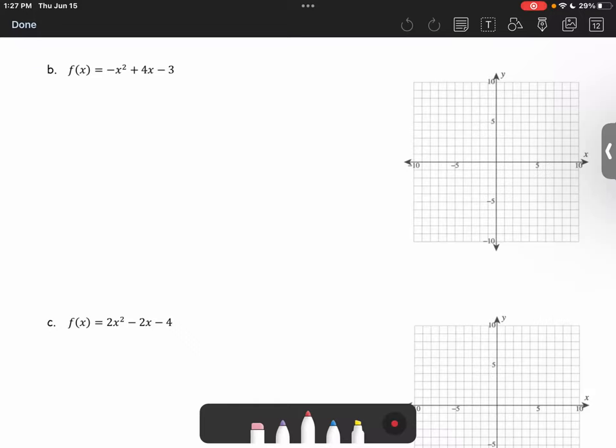In this example, f of x is negative x squared plus 4x minus 3, or in the form of ax squared plus bx plus c, where a is negative 1, b is 4, and c is negative 3. We are going to rewrite it in the vertex form to get the vertex property.